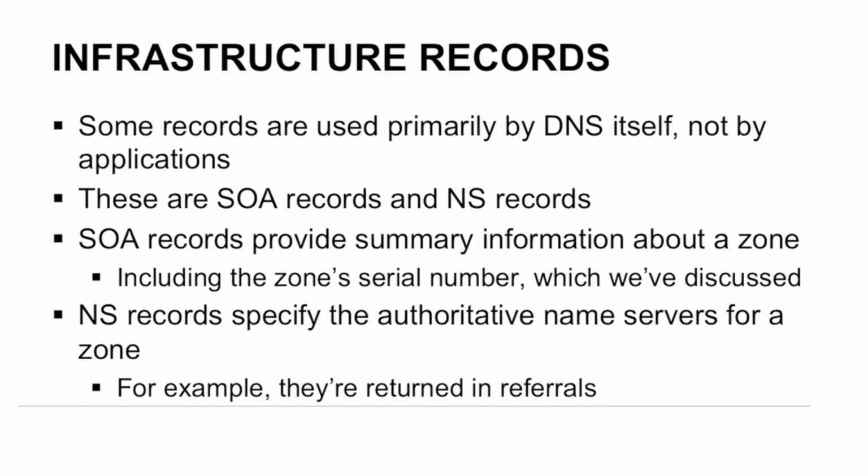When an authoritative name server needs to tell a recursive name server which name servers are authoritative for a zone, as in a referral, it does that by sending NS records.